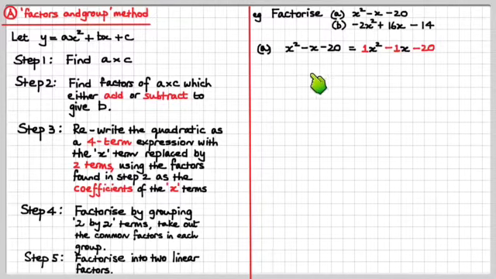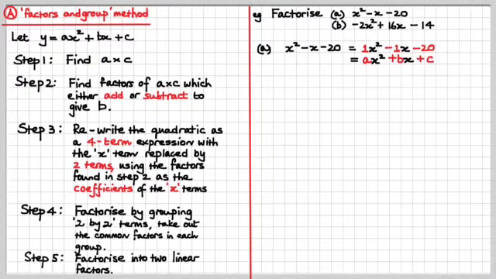Alright, now I've rewritten this: x squared minus x minus 20, the objective being to factorise this. Now that's 1 x squared, so the a term is 1. Minus 1x, so the b term is minus 1, and minus 20 is the c term there. Do you get what I mean? So I'll just show you that. Now you see a is 1, b is minus 1, and c is minus 20.